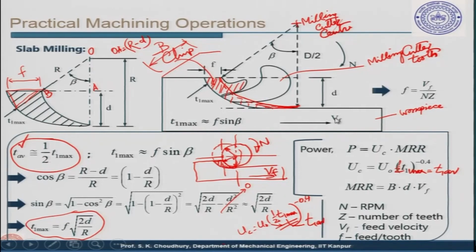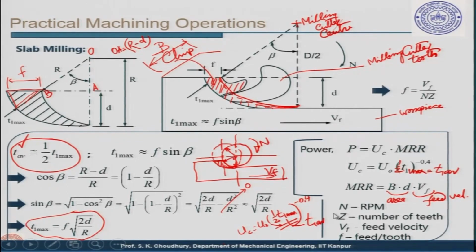Now, it is the feed velocity that we have to take, because feed velocity is given to the workpiece. Therefore, the material removal rate will be area into velocity, and the velocity is Vf, the feed velocity. N is taken as the RPM, Z is the number of teeth, Vf is the feed velocity, and F is the feed per tooth.